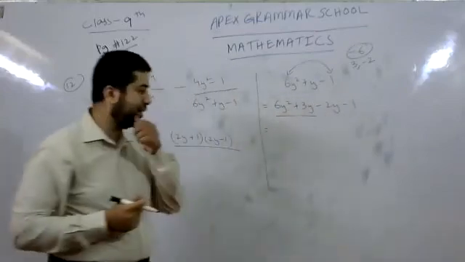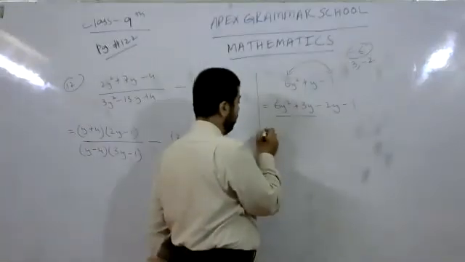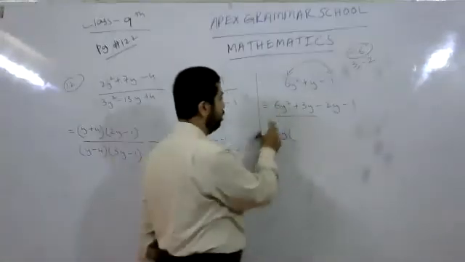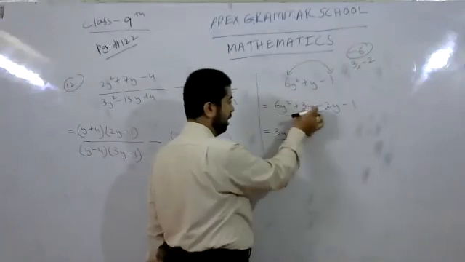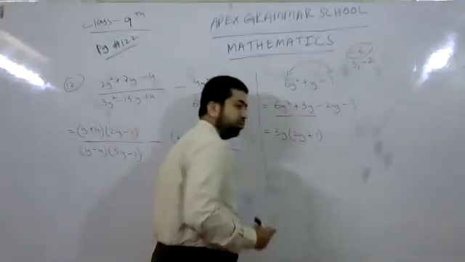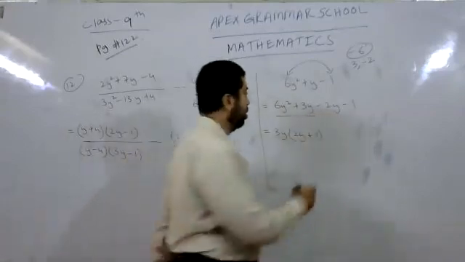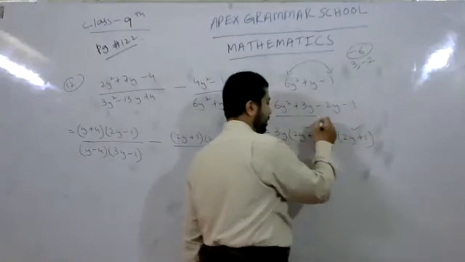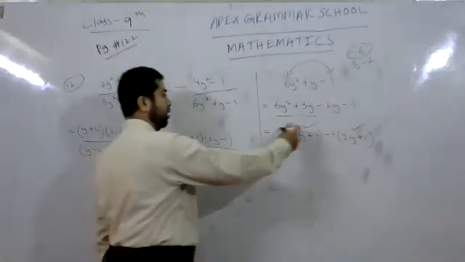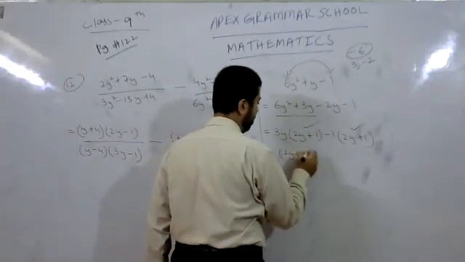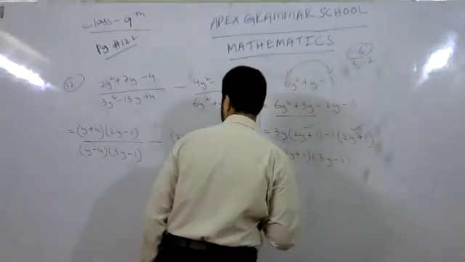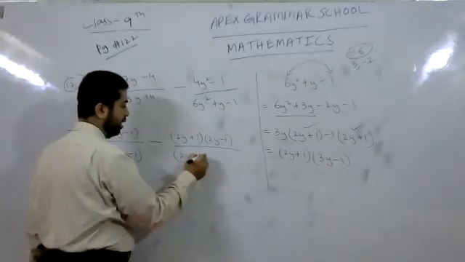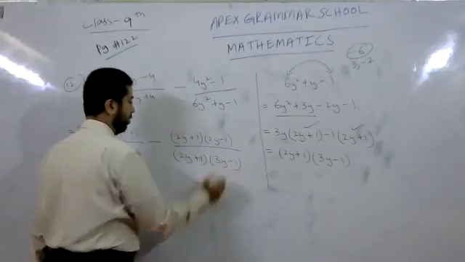What will be the answer? What we need to take common is 3y. 3y is outside, and inside 2y plus 1 is left. After that, minus sign is common here, minus 1, then all the signs are changed. Now you can see that within the brackets all the things are the same. So 2y plus 1 and 3y minus 1.